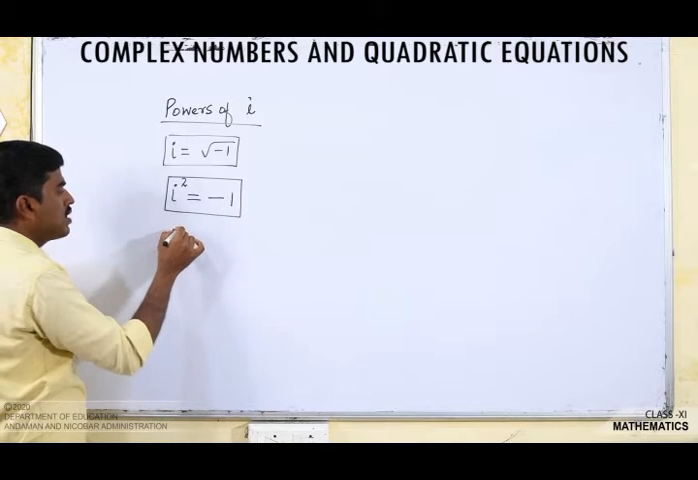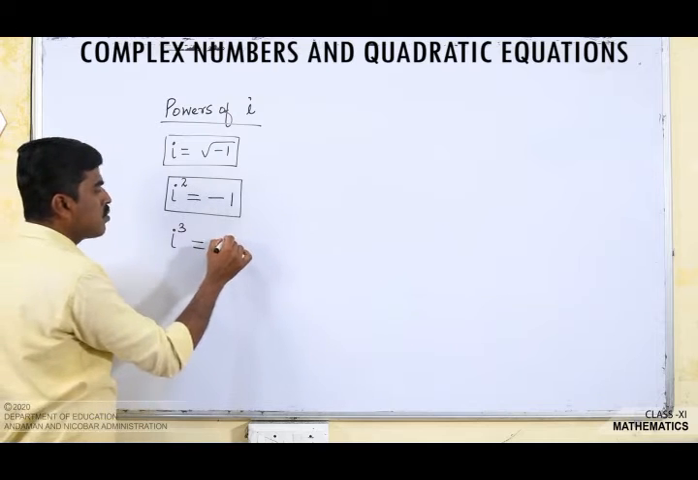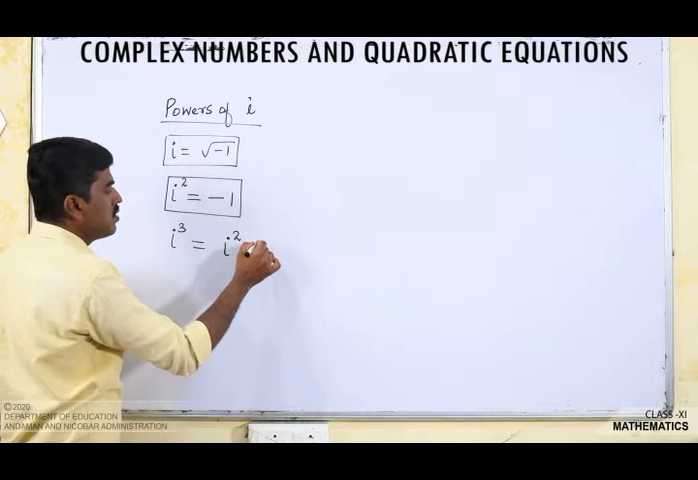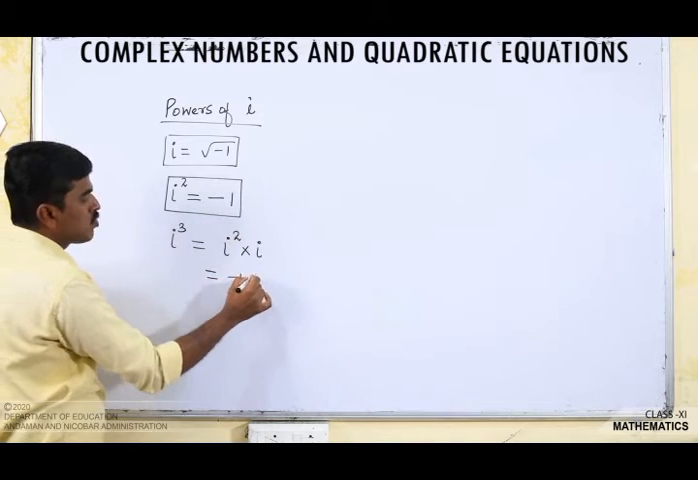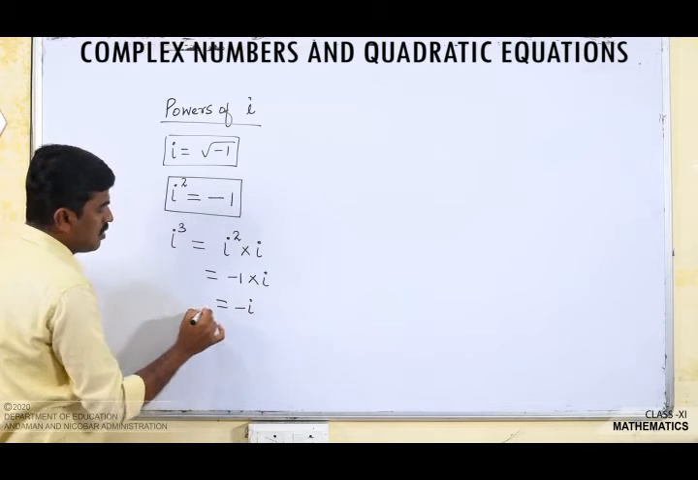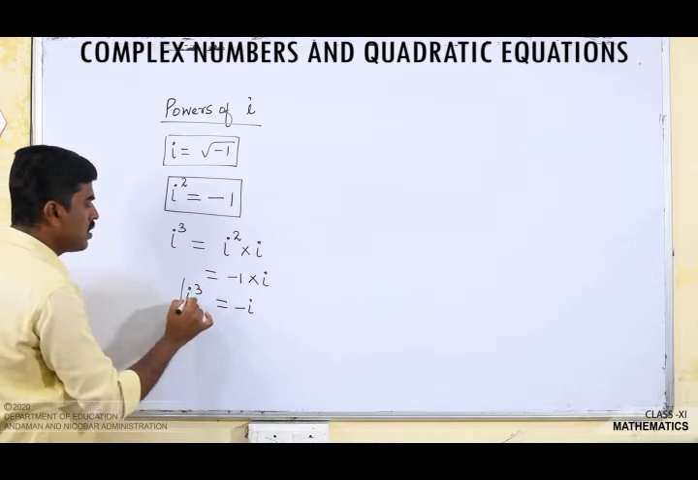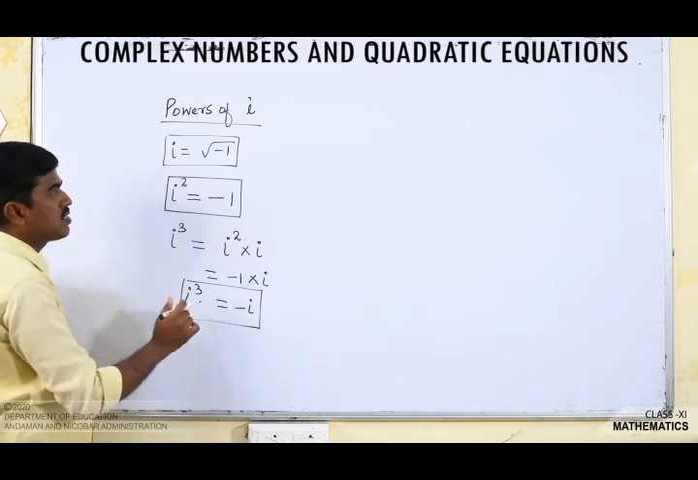Then what is i cube? i cube can be expressed as i square into i. What is i square? i square is minus 1. So minus 1 into i is equal to minus i. So i cube is equal to minus i.